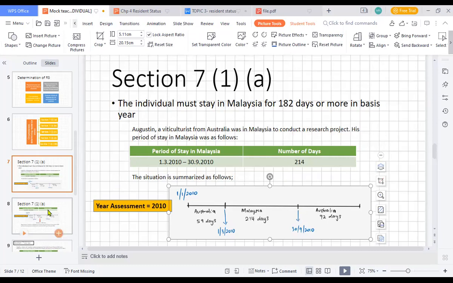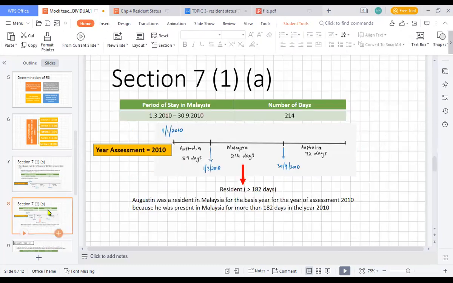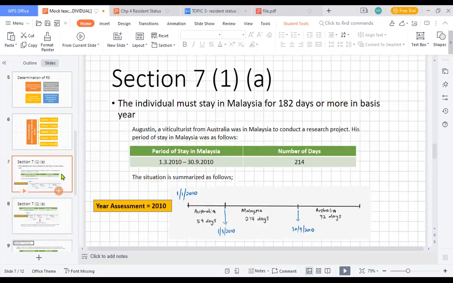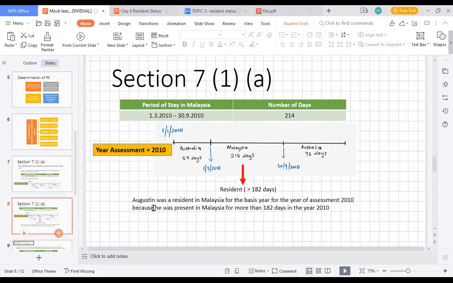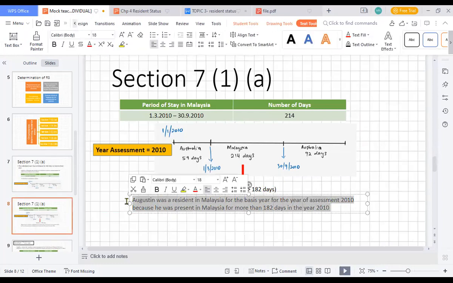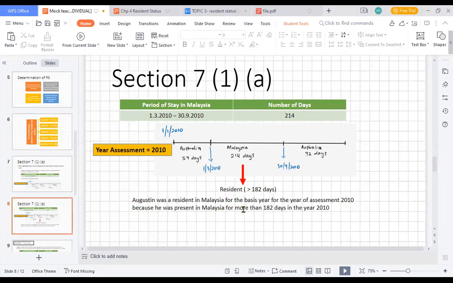Okay, let's say example number 2. He's staying in Malaysia, the same as this one. I think this is the answer. This is the question, and this is the answer. So the answer is Augustine was a resident in Malaysia for the basis year, for the year of assessment 2010. So actually this is how you write your answer. Because he was present in Malaysia for more than 182 days in the year 2010.